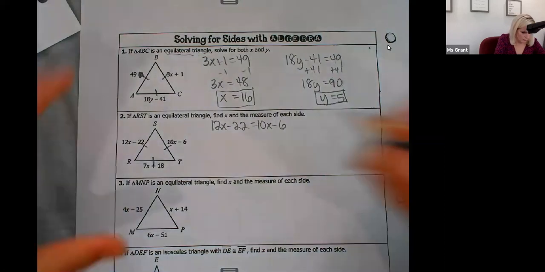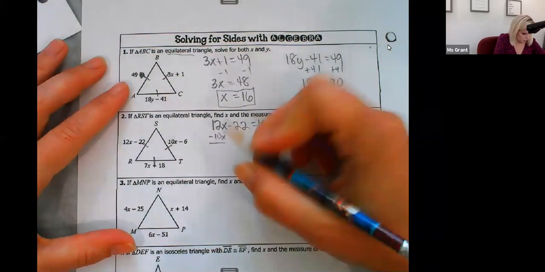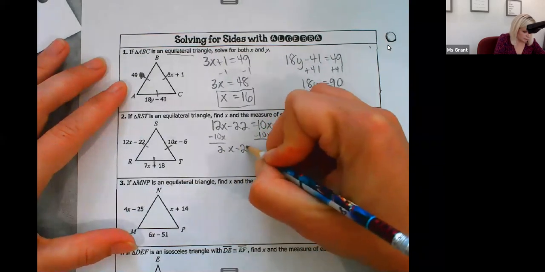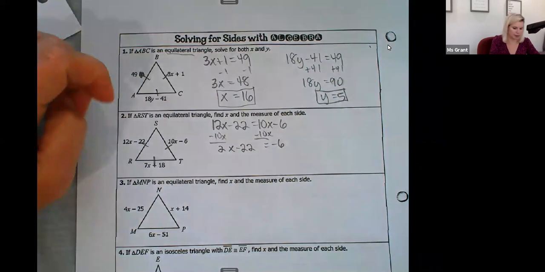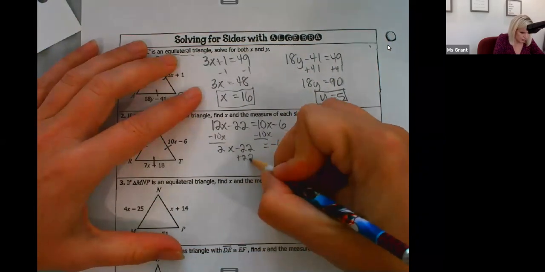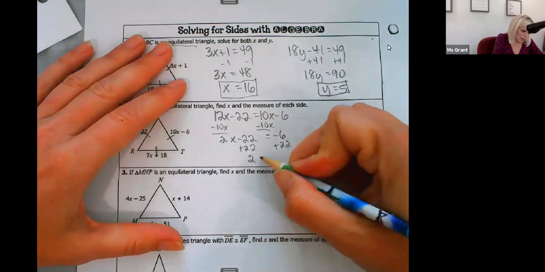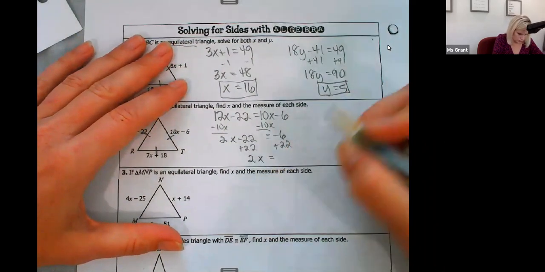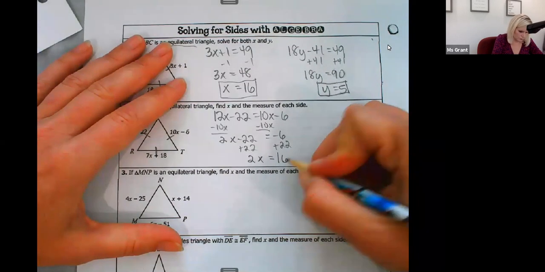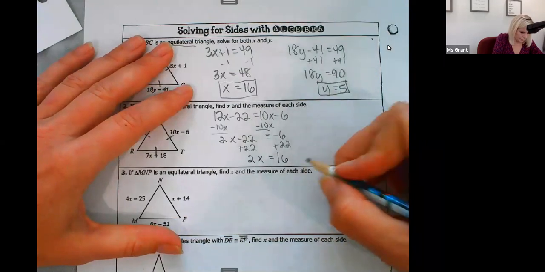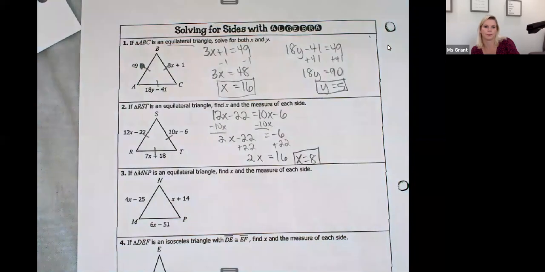Okay, minus 10x. 2x minus 22 equals negative 6. Add 22 to both sides. This should be super easy. You don't even need my help to solve these. 2x equals 16. X equals 8. That's one of my answers.